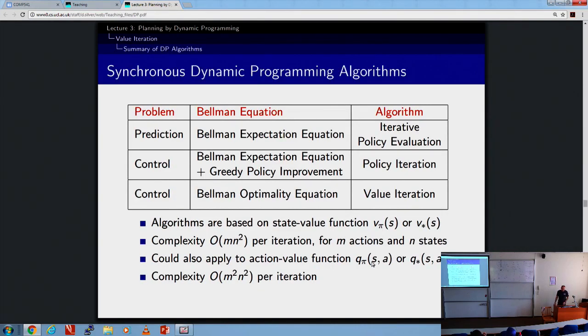And here's sort of a summary of the 3 things that we've done so far. So when your problem is prediction, namely you're trying to, given a policy, find the value function for that policy, we just use the Bellman expectation equation and we keep backing up using that, and that's called iterative policy evaluation. When we use that plus greedy action selection, we basically have what's called the policy iteration algorithm. And if we use Bellman optimality equation instead, we get value iteration. So policy iteration and value iteration are the 2 control algorithms, and iterative policy evaluation is the prediction algorithm that we have seen so far. Questions?